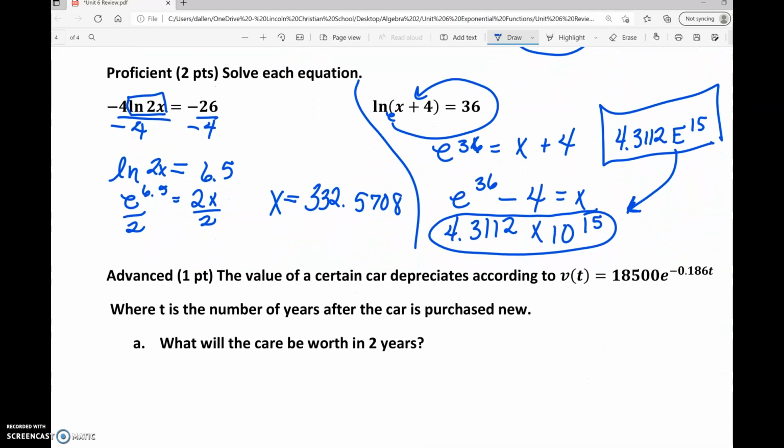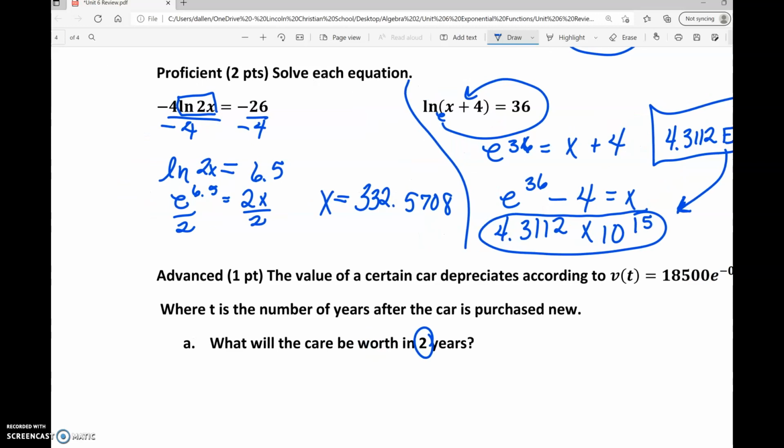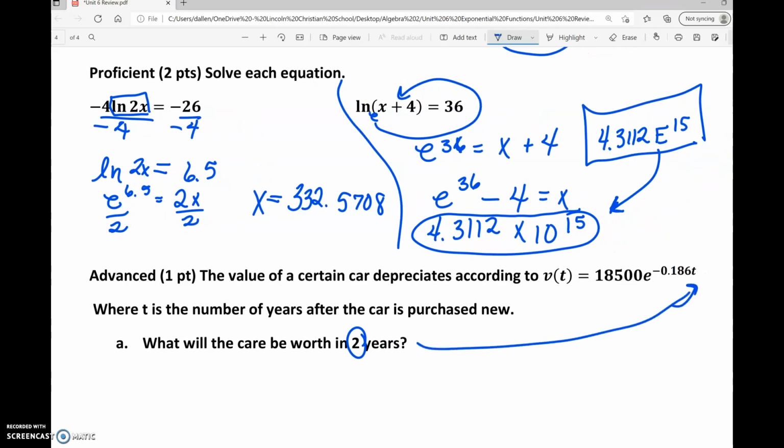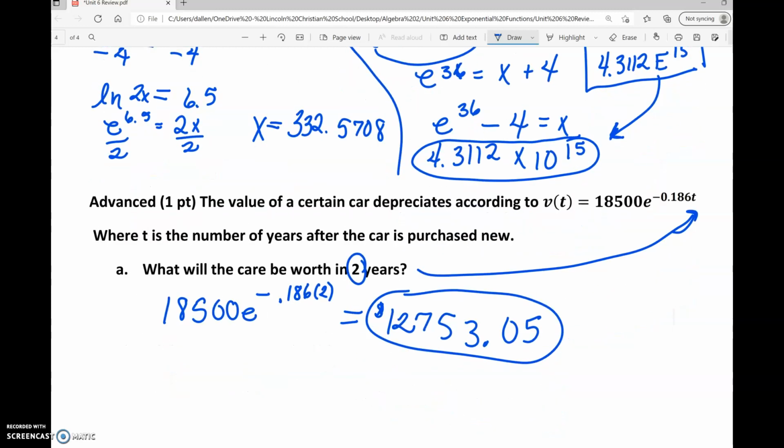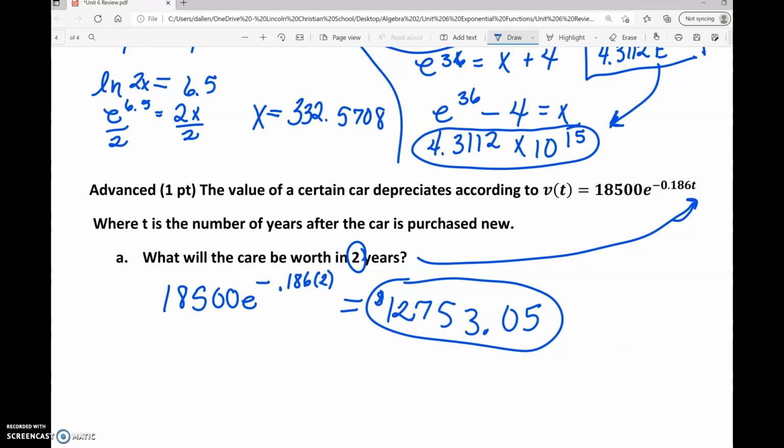Right, and then very last one, all we're doing is plug in 2 in for t there. So some people did that but forgot the little negative. So 18,500 e to the negative 0.186 times 2. And then plug that in your calculator. You should get 12,753.05. We're going 2 decimals because it's money. So that's what the car is worth. So I had some people also try to solve it out, and that just is a plug in the calculator. So just knowing where to put it. All right, you are all set.